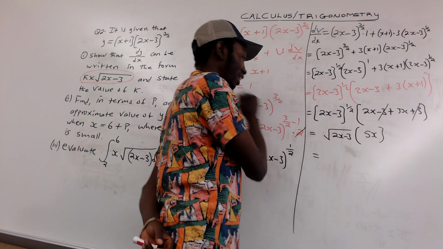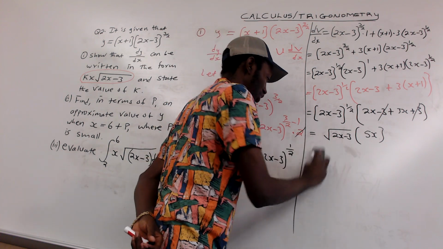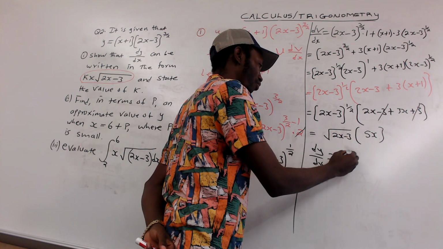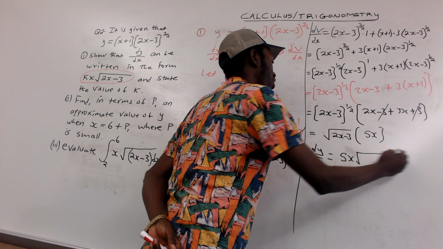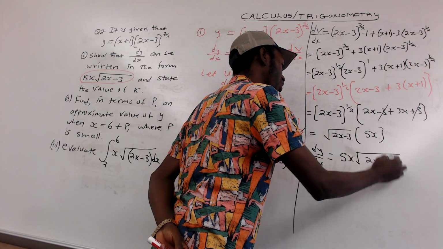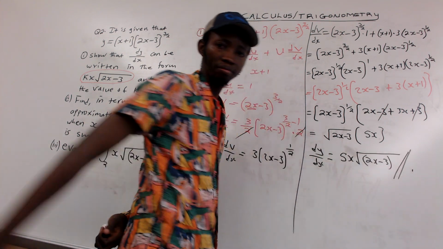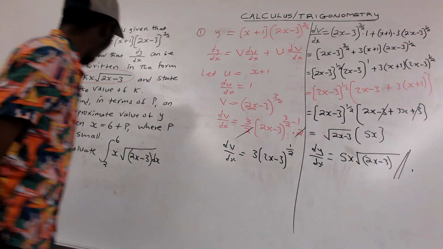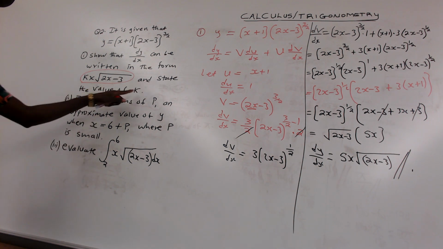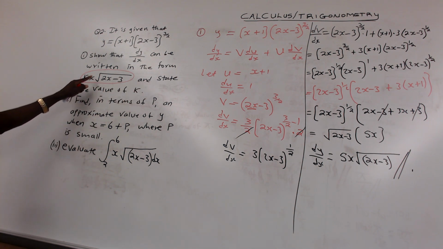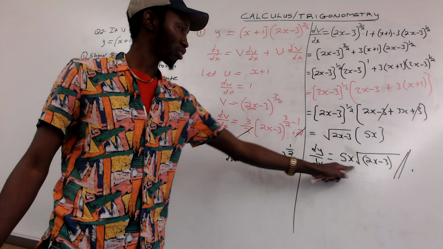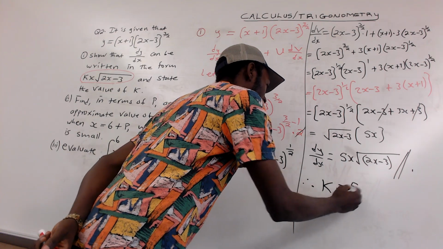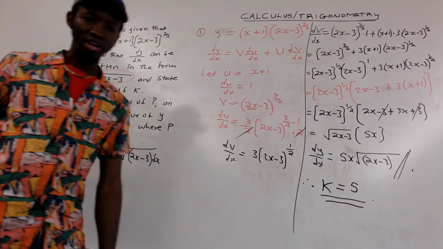Therefore, that expression, dy dx, equals 5x times the square root of 2x minus 3. This is what we are required to have. So to state the value of k, if you compare kx square root of 2x minus 3 and 5x square root of 2x minus 3, this implies k equals 5. This is the value of k we are required to find.